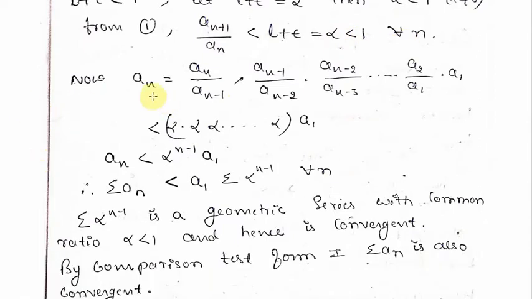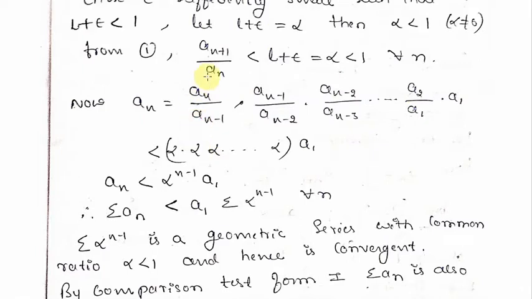Now see, an can be written as an divided by an minus 1 into an minus 1 divided by an minus 2 into an minus 2 divided by an minus 3, etcetera, into a2 divided by a1 into a1. After simplification, RHS will give an only, right? This an minus 1 gets cancelled, an minus 2 gets cancelled. Similarly, here a1 gets cancelled. Only an will remain. So an can be written like this.